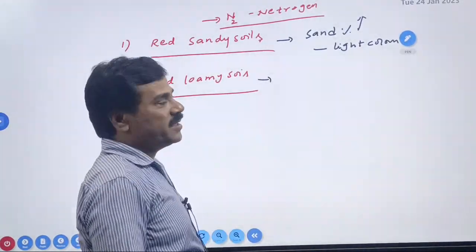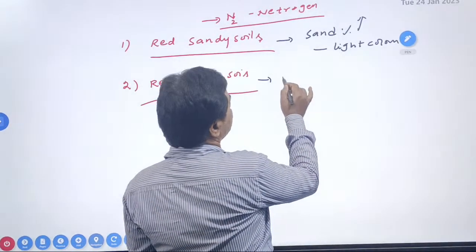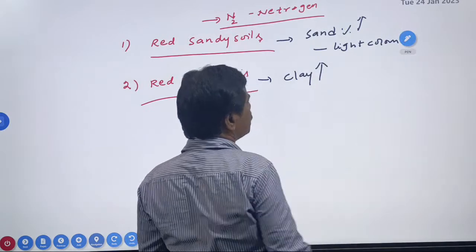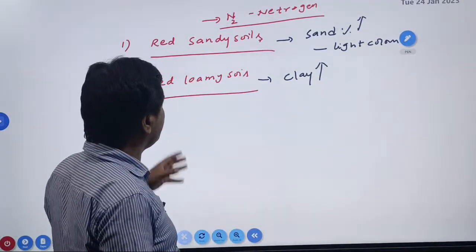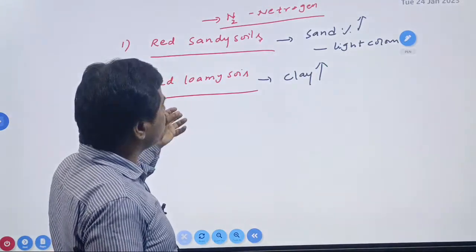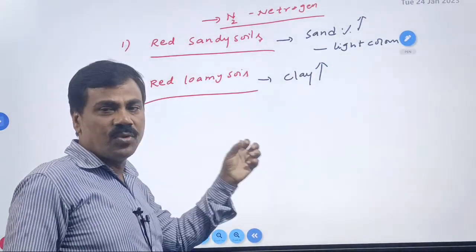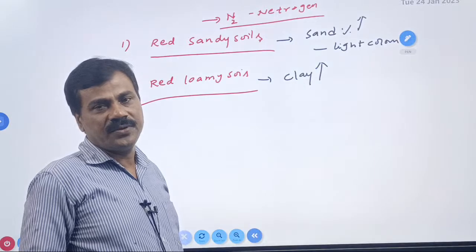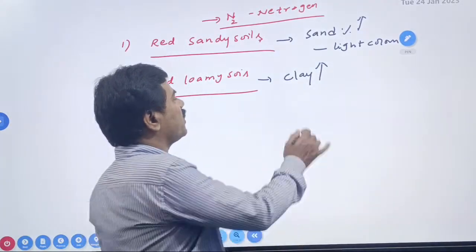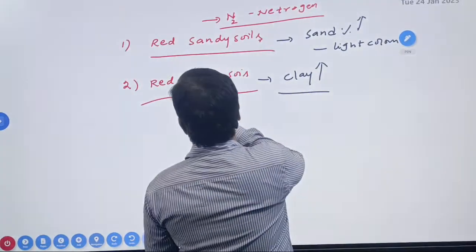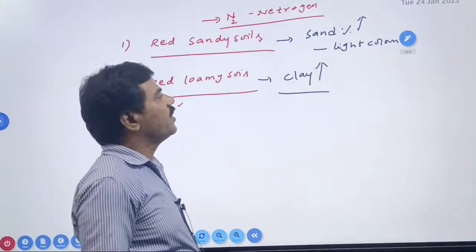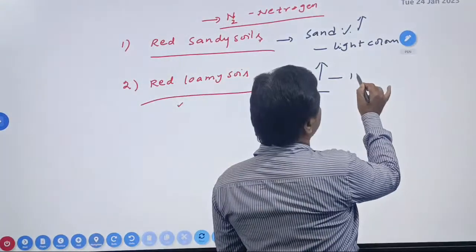Red loamy means the clay percentage is more in the red soil. That soil is called red loamy. Loamy means the soil has more clay percentage. Any soil that has more clay percentage is called red loamy soil, which looks like a bright color.